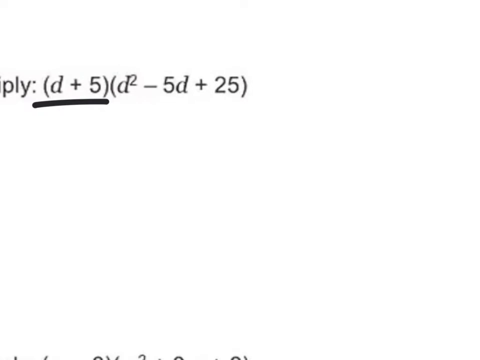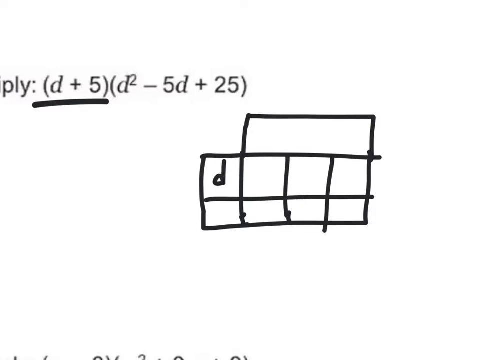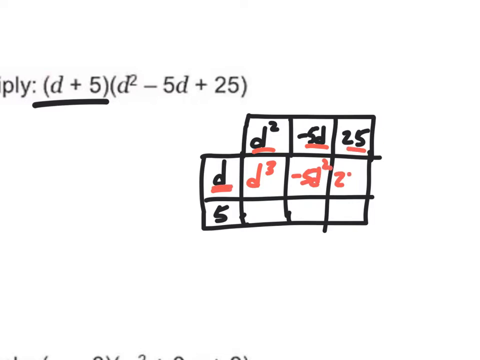And I'm going to use the box method. I kind of liked the box method. And so I'm going to do 2 boxes here. So I'm going to put the d and the 5 here. I'm going to put the d squared here, minus 5d there, and I'm going to put 25 here. Okay, so I'm going to do d times d squared, which is going to give me d cubed. I'm going to do d times negative 5d, so that's minus 5d squared. And I'm going to do d times 25, so 25d.